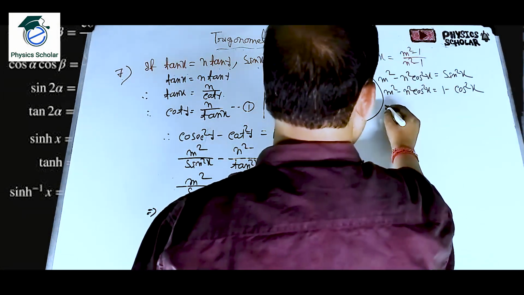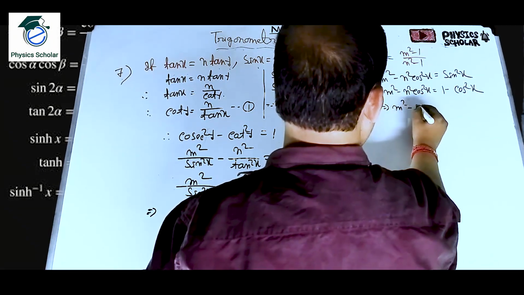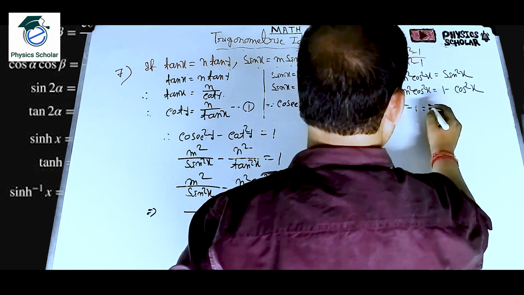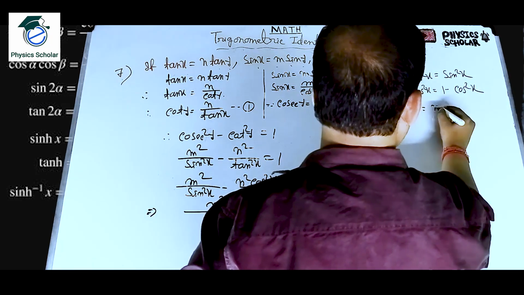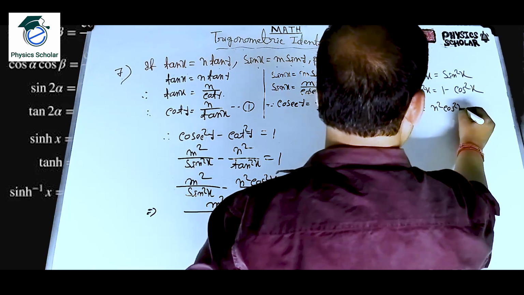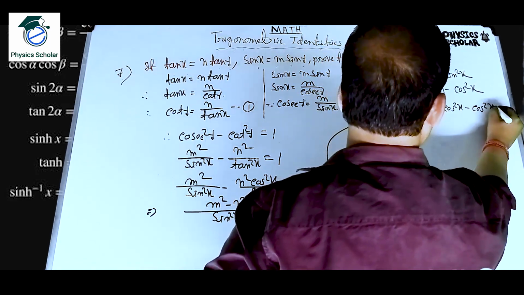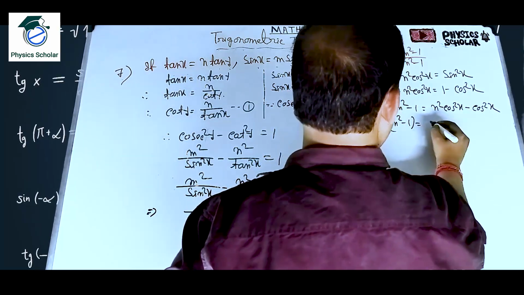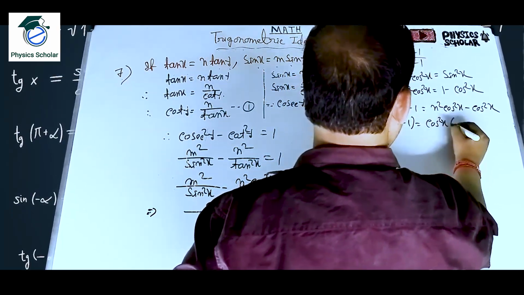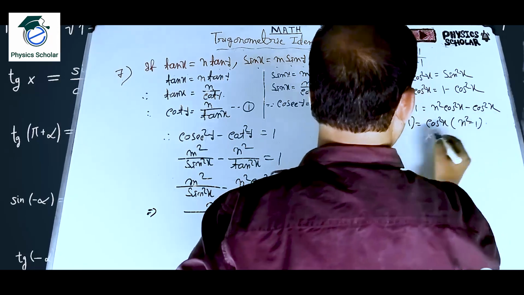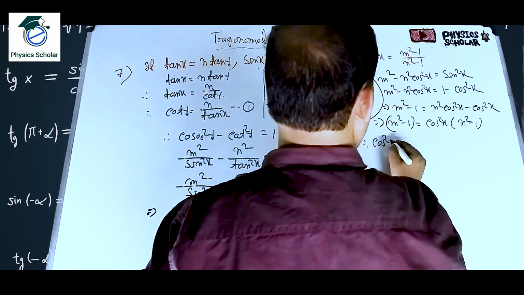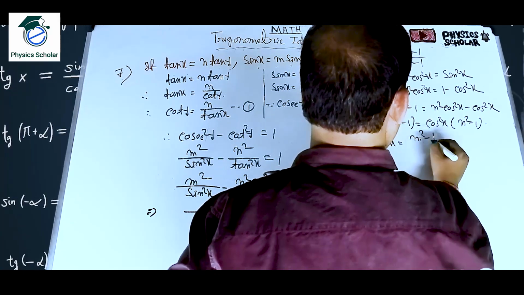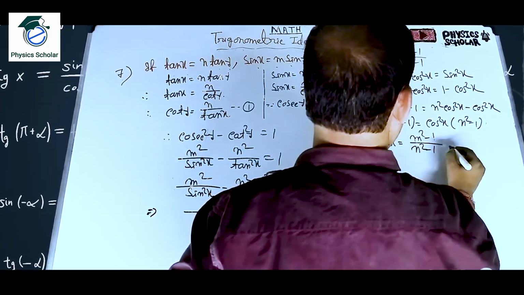Clear? So m square minus 1, we are shifting here, is equal to what is there? N square cos square x minus cos square x. Therefore m square minus 1 is equal to cos square x common, n square minus 1. That means cos square x is equal to what? M square minus 1 by n square minus 1. Proved.